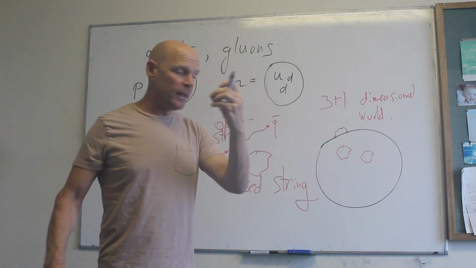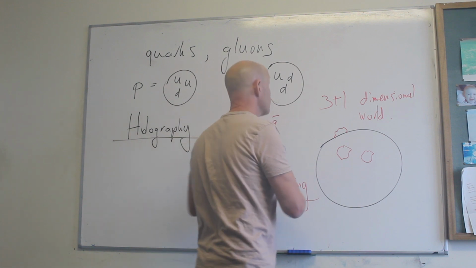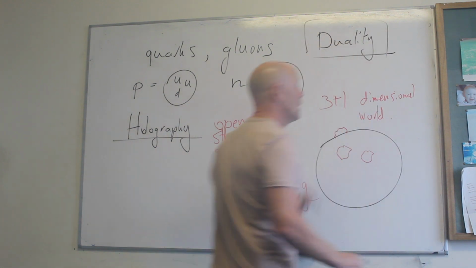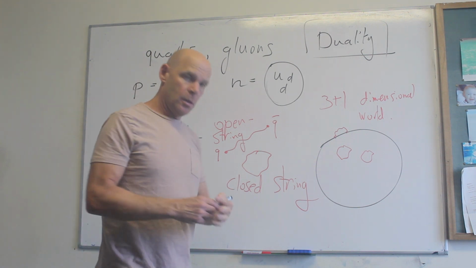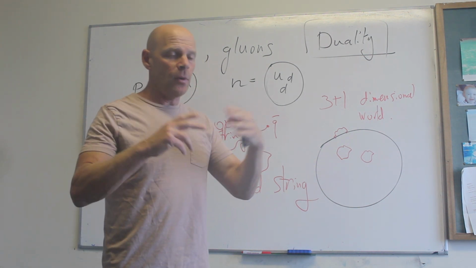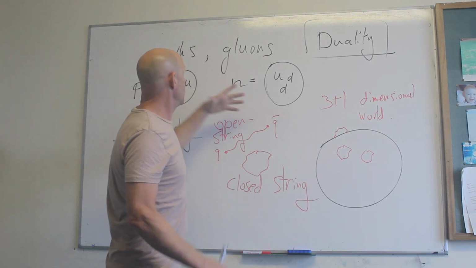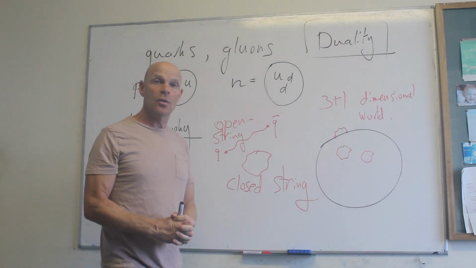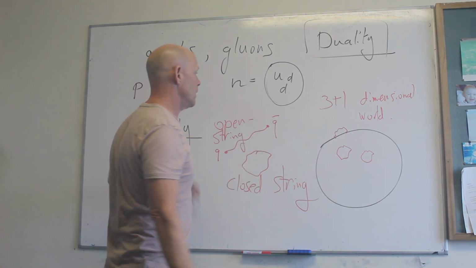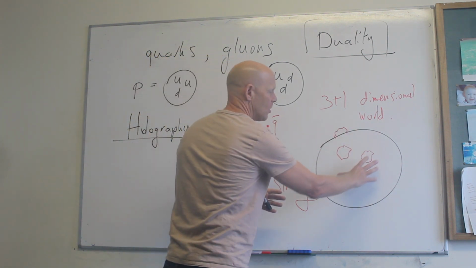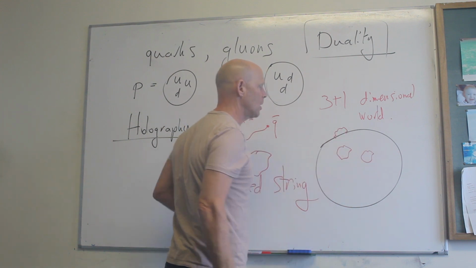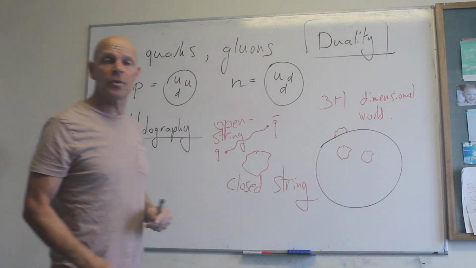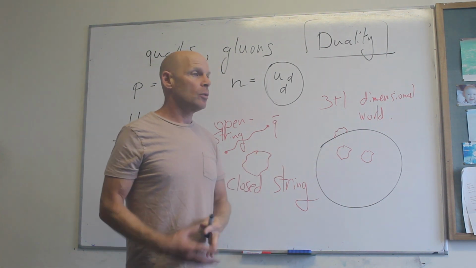So there is a duality, the word is duality. There is a duality between the dynamics of 4-dimensional field theory, quantum chromodynamics of quarks and gluons, and 10-dimensional string theory. And this duality is holography. The dynamics of closed strings in the bulk of the 10-dimensional world is dual or equivalent to the dynamics of QCD in 4 dimensions. So that's a very useful tool.